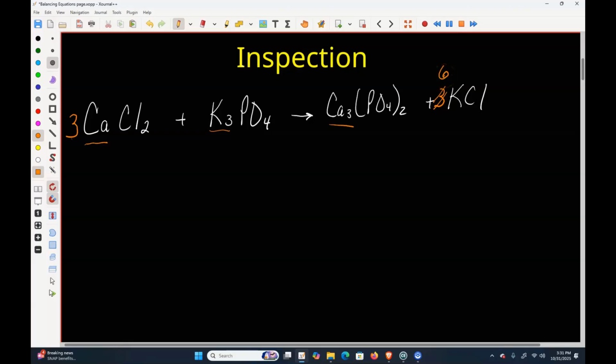So that affects my potassium. So I'm going to have to put a 2 here in front of potassiums so that potassiums will balance. So now I have 3 calciums, 3 calciums, 6 chlorides, 6 chlorides, 6 potassiums, 6 potassiums, 2 phosphates, and 2 phosphates. We were able to balance this one quite easily using the inspection method.